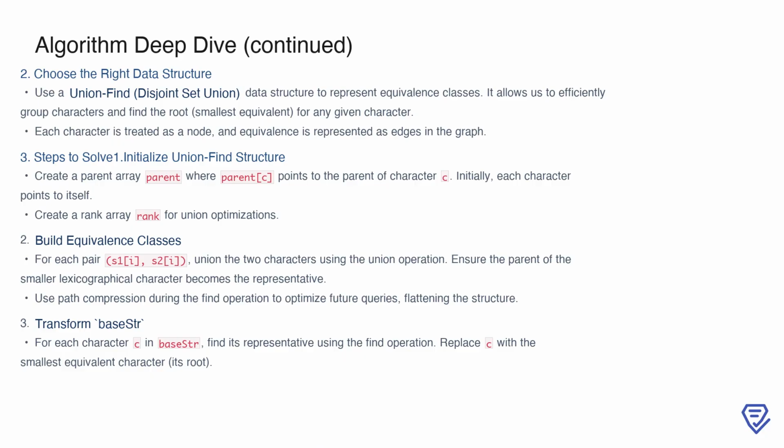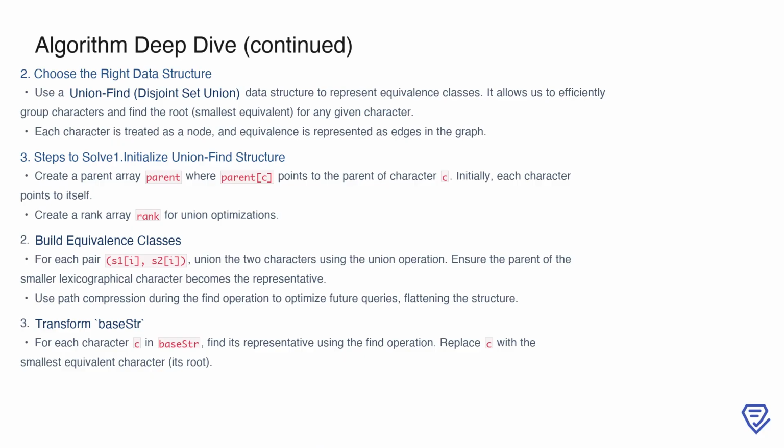In this setup, each character is treated as a node in a graph, and equivalence relations are represented as edges connecting these nodes. To implement this, we start by initializing a parent array, where each character initially points to itself, and a rank array, which helps optimize the union operations by keeping the tree structure balanced. Once initialized, we can build the equivalence classes by iterating through the pairs of characters in S1 and S2 and applying the union operation.